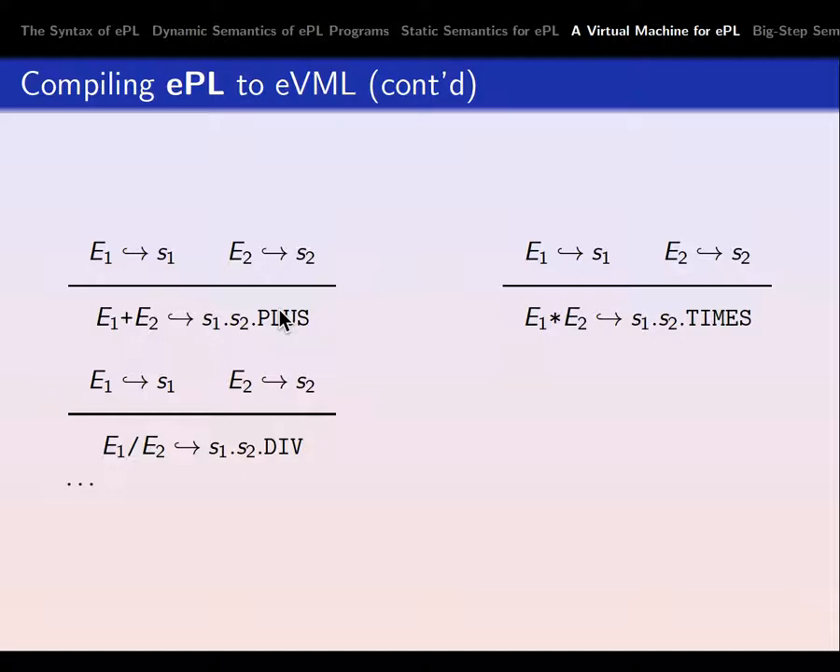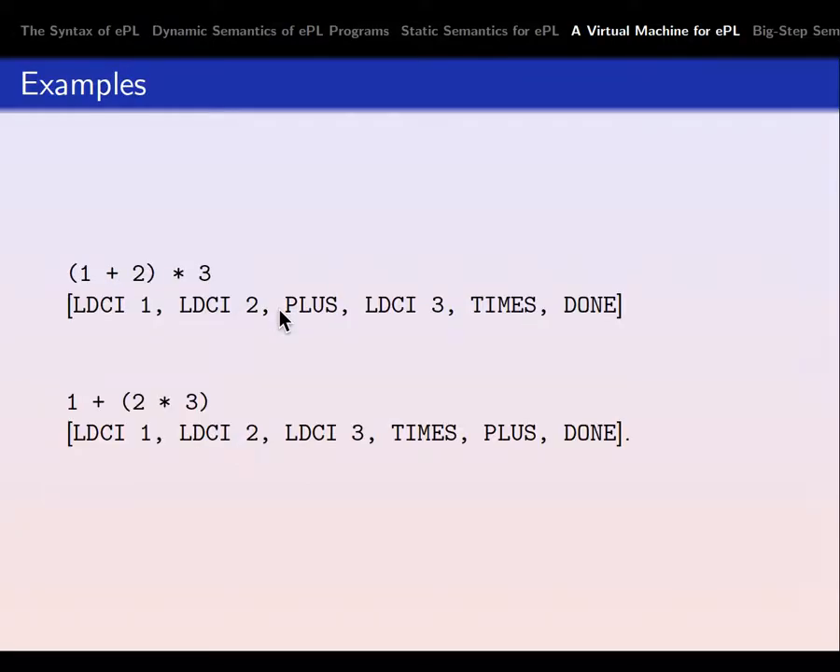Same for times, same for division, same for minus. And unary operations are going to work similarly, just that they have one operand. So instead of pulling two things from the stack, I'm going to pull one thing from the stack, perform the operation, push back the result.